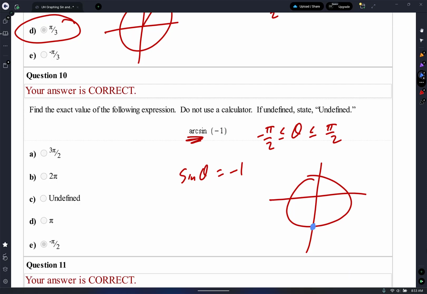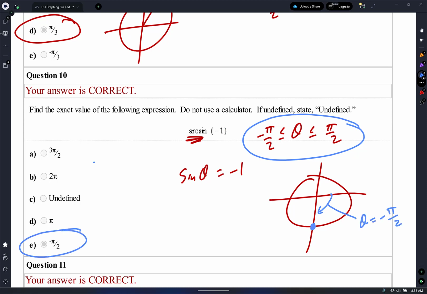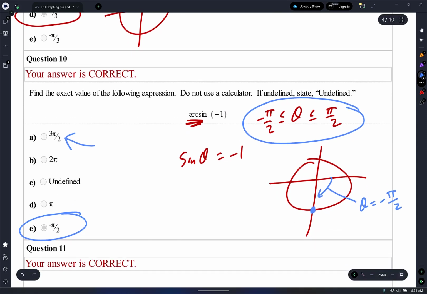If I'm looking between 0 and 2 pi, that happens at 3 pi over 2. But is 3 pi over 2 an angle that I'm looking for? No. It has to be between negative pi over 2 and pi over 2. So the only answer I can choose is negative pi over 2. See? By the way, 3 pi over 2 is a correct answer, but not when you're looking at the main branch. And we'll talk about that when we look at domain and ranges of inverse functions. Cool or not cool, guys? The principal branch is what it's called, if you want to Google it.